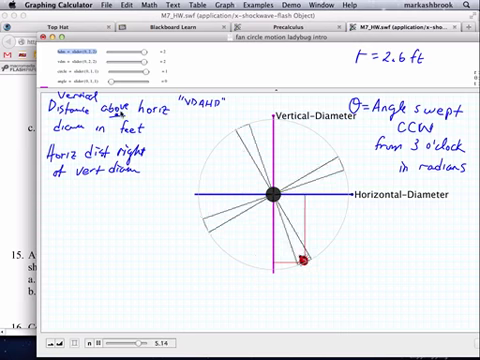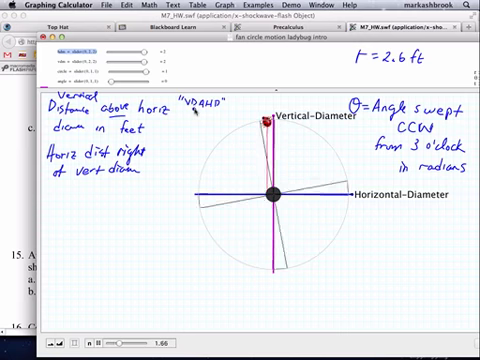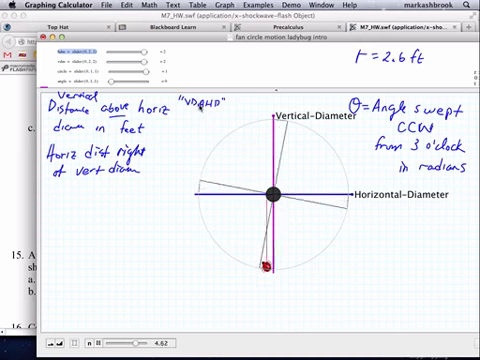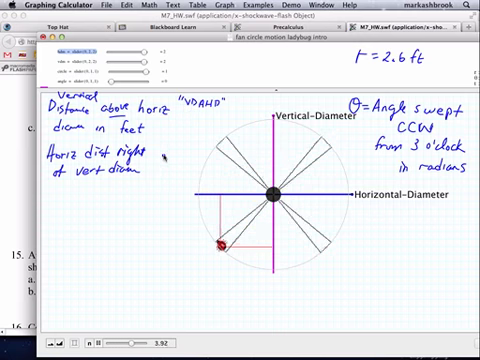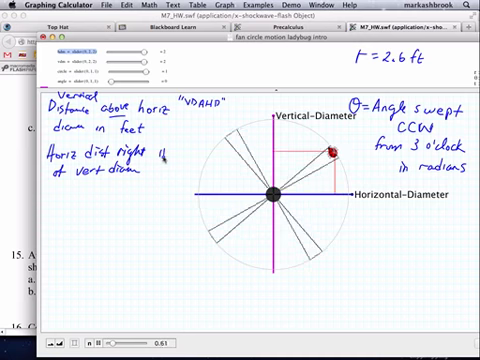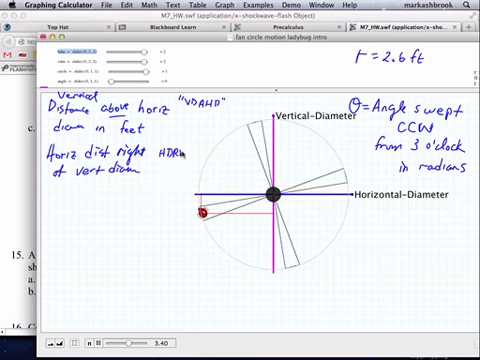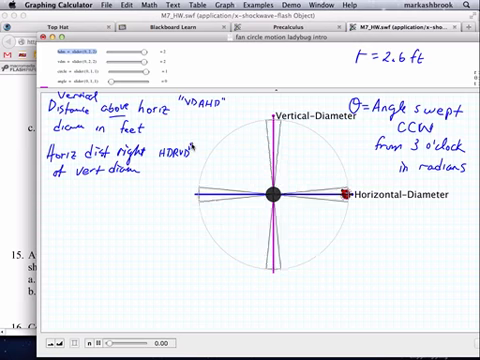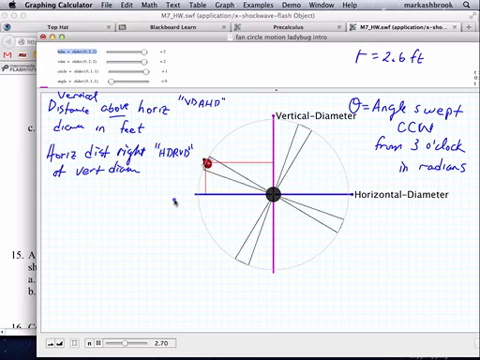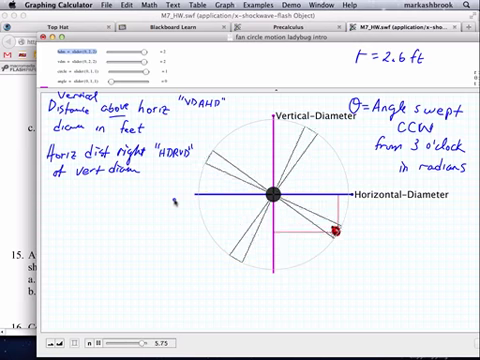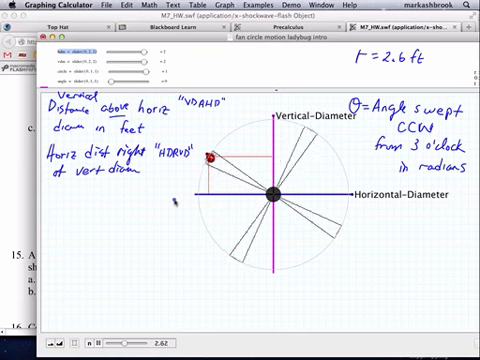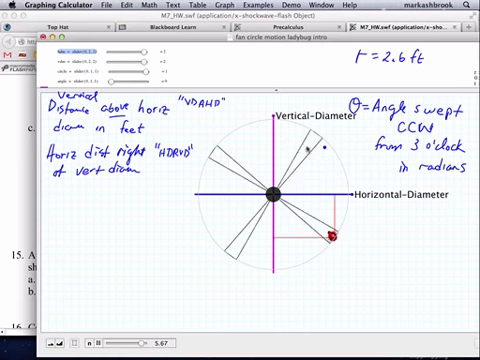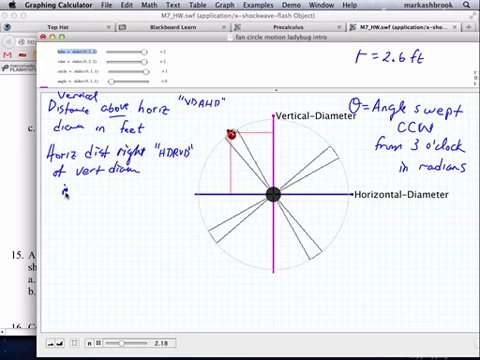Okay, so the vertical distance above horizontal diameter in feet, VDAHD, okay? And then this one will be HDRVD. So I may use those acronyms, so don't forget what that means. So vertical distance above the horizontal diameter, or horizontal distance right of the vertical diameter. It doesn't mean I'm diagnosing you with something, okay? And this is in feet.